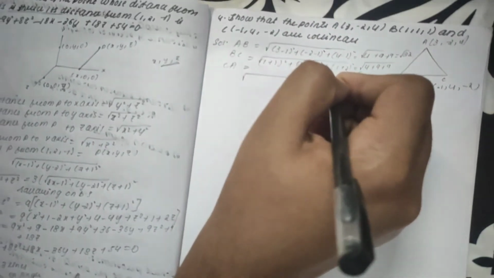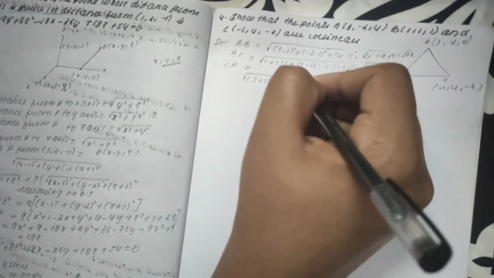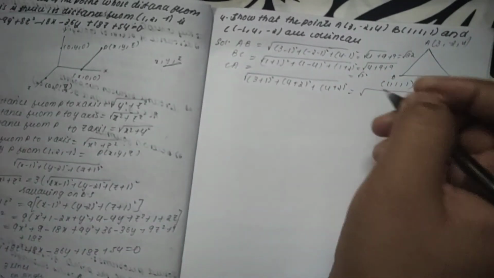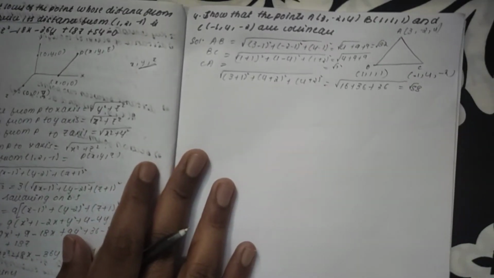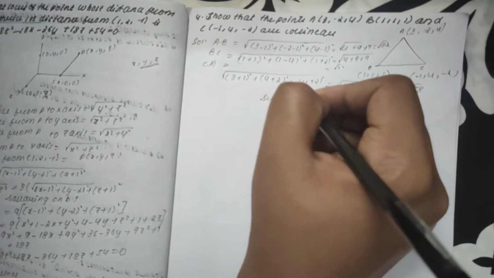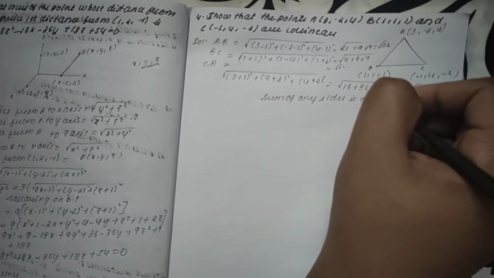The distance between CA: (3 plus 1) whole square plus (-2 minus 4) whole square plus (4 plus 2) whole square, which is 3 plus 1 whole square is 4 and 4 whole square is 16. 4 plus 2 whole square is 36, plus 36, which is root 88. The condition for collinear is sum of any two sides is equal to the third side.